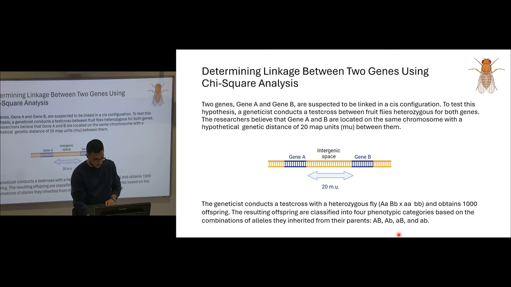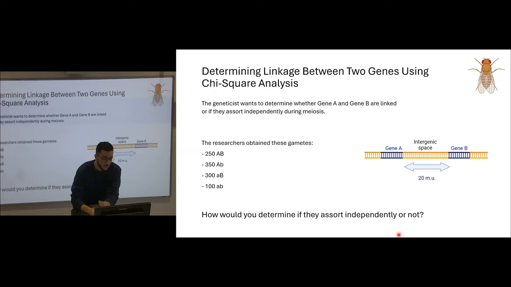So if you get a problem like this, the researchers, when they did their test cross, found these progenies: 250 AB, 350 big A small b, 300 small a big b, and 100 small a small b. Okay, so these are their observed genotypes. So how can you determine if these genes assort independently or not?